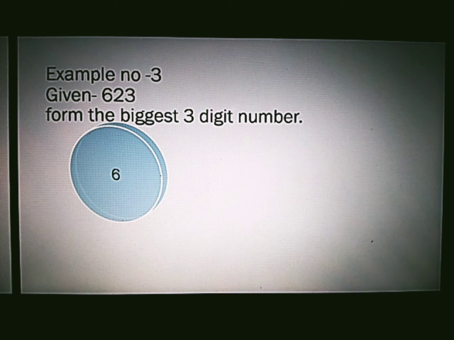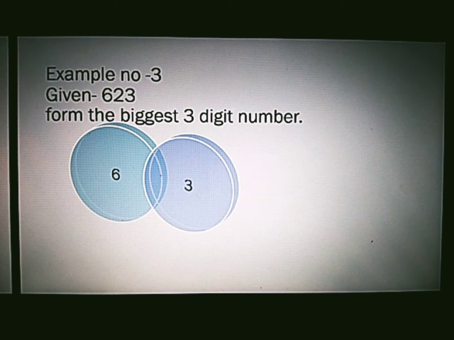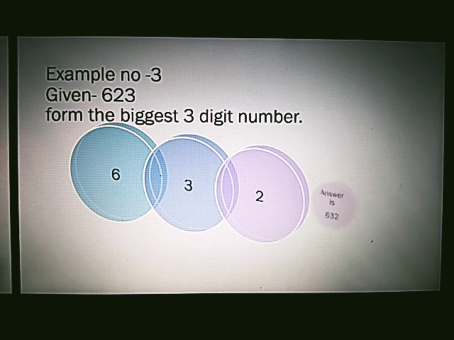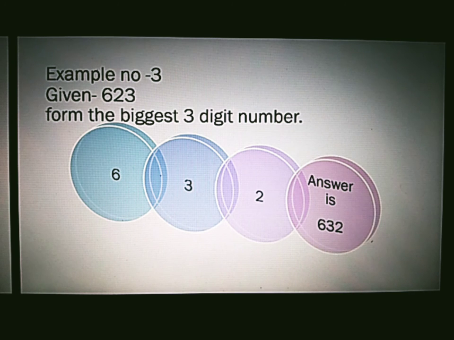Then the remaining numbers are 2 and 3. Here 2 is the smallest number, 3 is greater than 2, so we will write 3. Now we have the last remaining number, that is 2. So our final answer is 632. That is the biggest number we can create out of 6, 2 and 3.